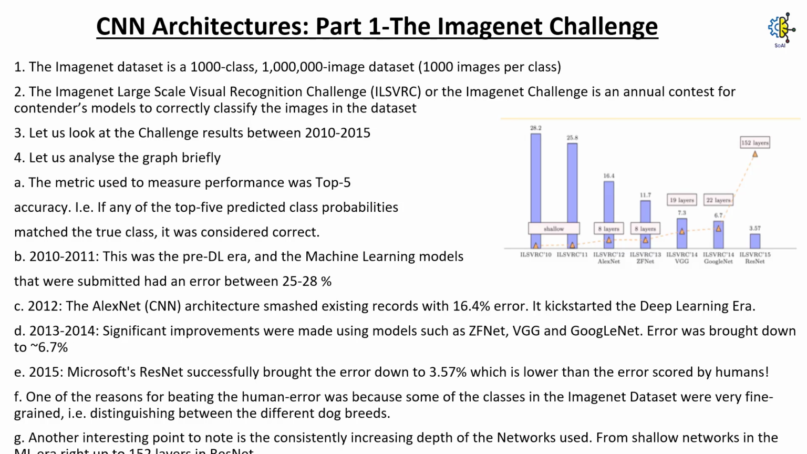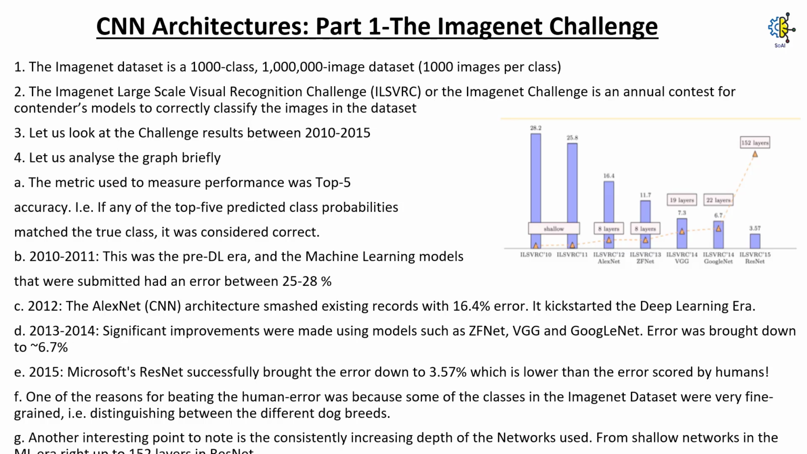The ImageNet Challenge. The ImageNet dataset is a 1000 class, 10 lakh image dataset, 1000 images per class. The ImageNet Large Scale Visual Recognition Challenge, or the ImageNet Challenge, is an annual contest for models to correctly classify the images in the dataset. Let us look at the challenge results between 2010 and 2015. Let us analyze the graph briefly. The metric used to measure performance was top 5 accuracy. That is, if any of the top 5 predicted class probabilities matched the true class, it was considered correct.